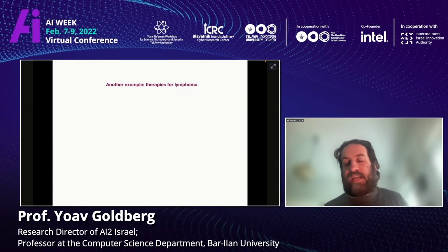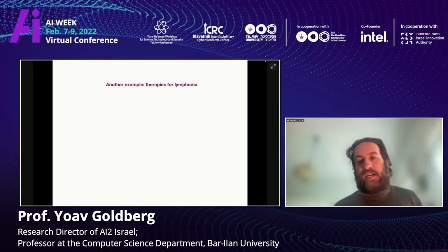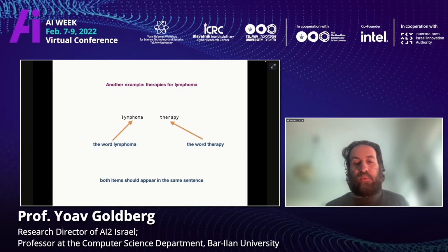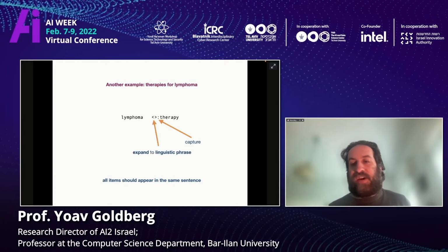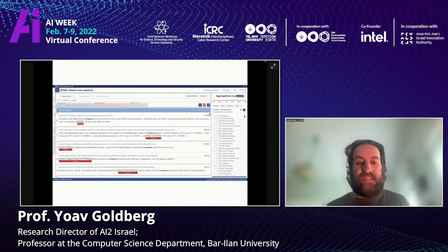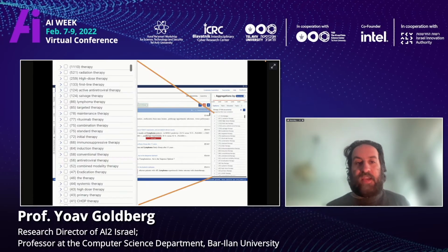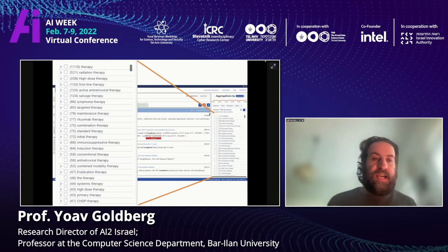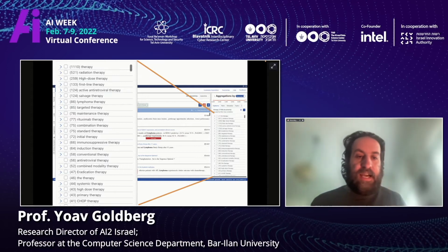And now let's see some other example, therapies for lymphoma. This has a different search strategy. Okay, so here we start with the word lymphoma and therapy, and we want both of them to appear. But now we want to capture the word therapy and also expand it to its linguistic phrase, which is something that we can also do. And now what we get is basically a list of phrases that contain the word therapy together in the same sentence with lymphoma, and it gives us a very nice list of therapies. So you have radiation therapy and high dose therapy and salvage therapy and rituximab therapy, and so on, right?